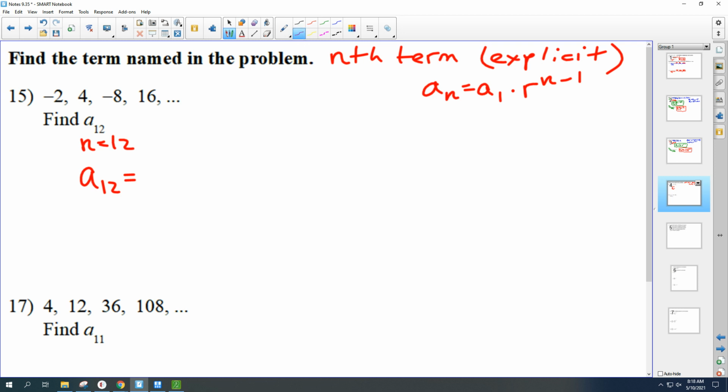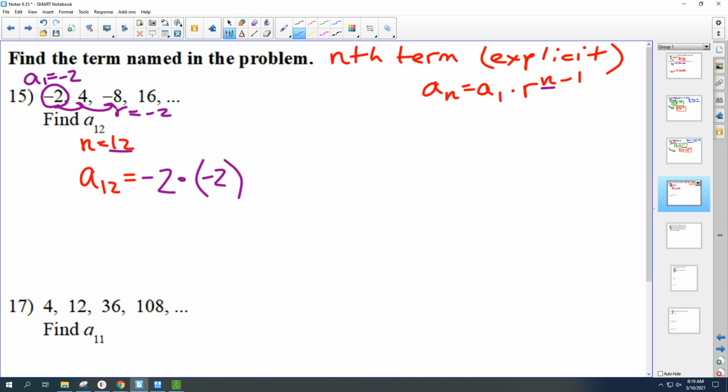So again, we need a1. A1 is negative 2. So that's a1. Times, we need r. So r is just how we get from term to term. Times negative 2, times negative 2, times negative 2, r equals negative 2. So put that negative 2 inside parentheses because it's going to have to hold off that exponent. Now, the difference from last time is last time we didn't care what n was. We just left it as an n for our formula. But this time we know n is 12.